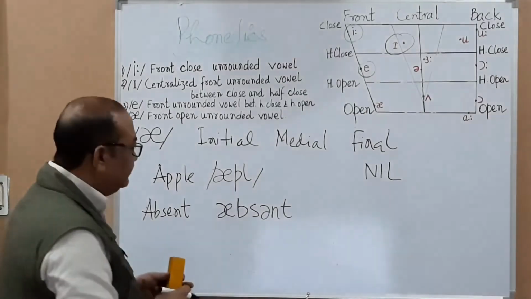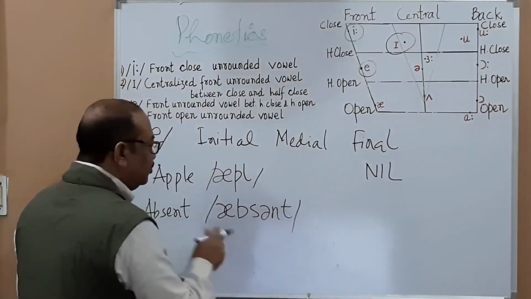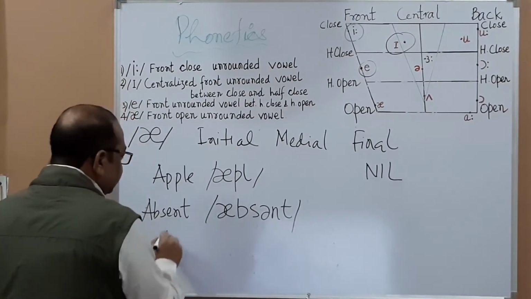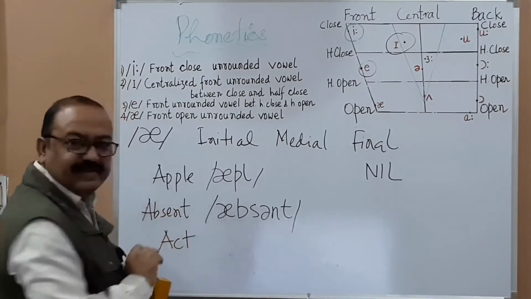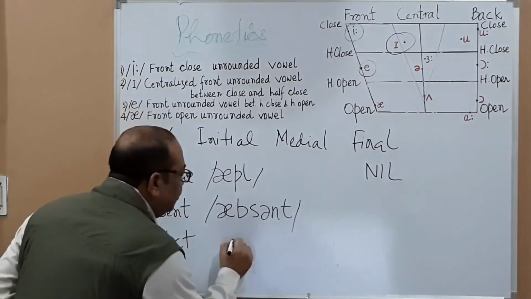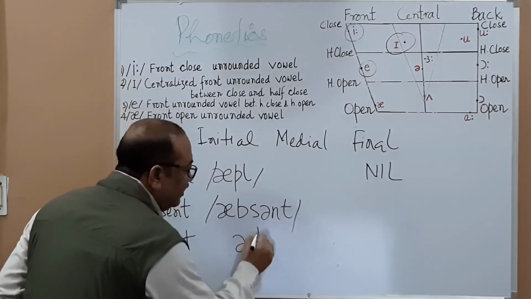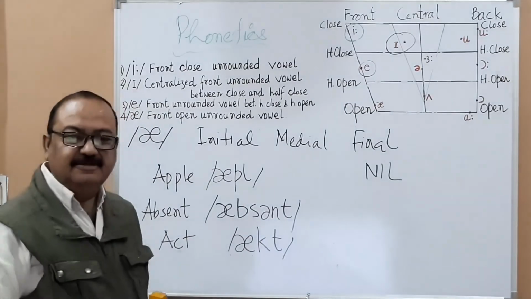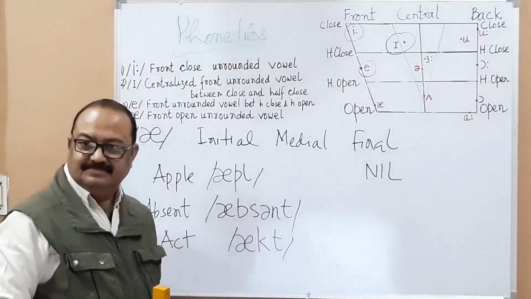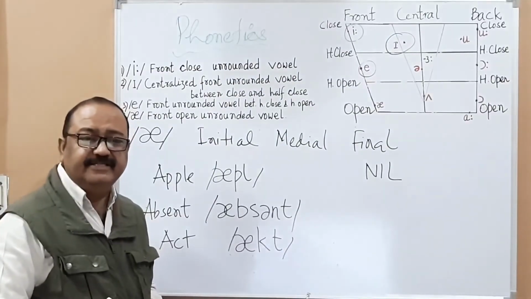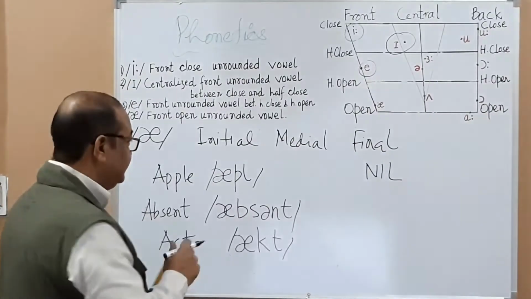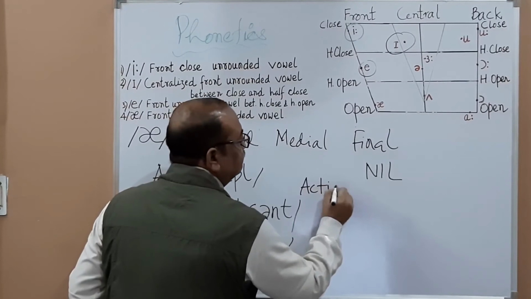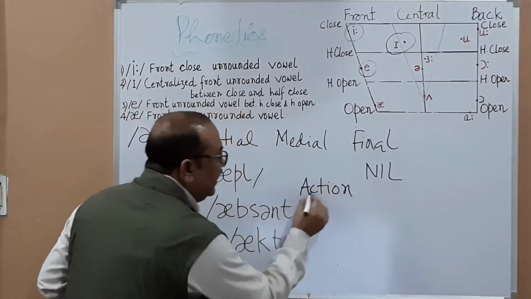Act. And then you close it between the two slant lines. Act, for example. You make the symbol like this: k and t. Act. So easy. Yes, any other word? Action, for example. Yes. Good. How do you write action?